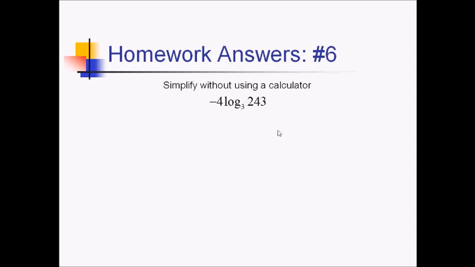For number 6, we're supposed to simplify this logarithm. So this negative 4 out here looks a little bit tricky, but a technique you can use on this is let's just figure out log base 3 of 243 and then multiply it by negative 4. So for this log part, I'm asking 3 to the what power equals 243. Well, that would be 3 to the fifth. So this is just negative 4 times 5, which comes out to negative 20.